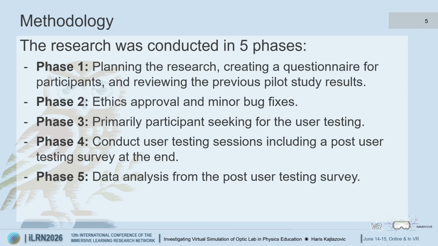Phase 1 was planning the research, creating the questionnaires for the participants, and reviewing the previous pilot study results. Phase 2 focused on getting ethics approval and minor bug fixes. Phase 3 was primarily seeking participants for the user testing. Phase 4 conducted user testing sessions. Phase 5 was data analysis from the post-user testing survey.